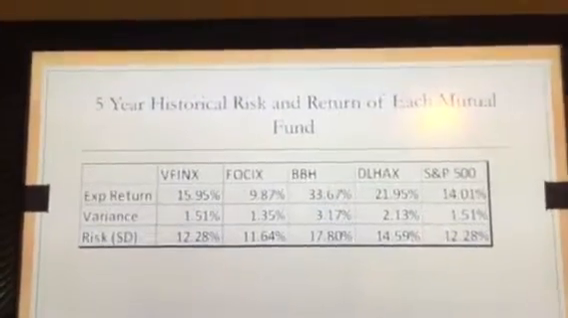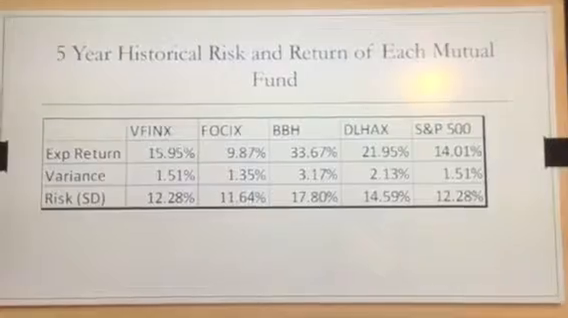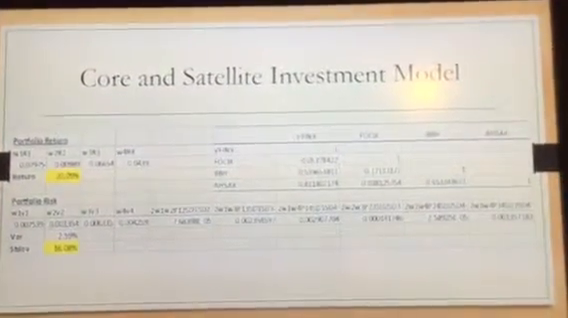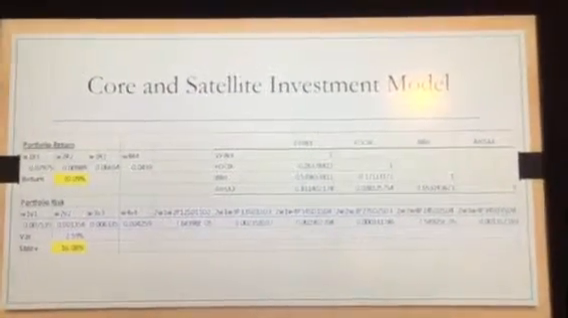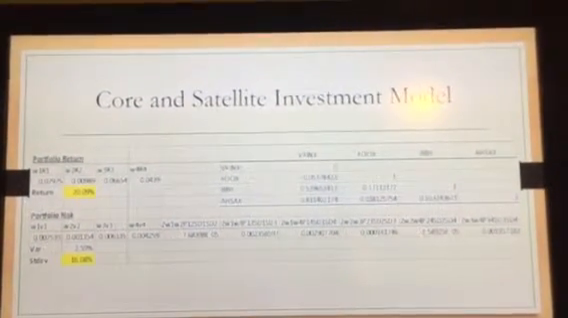Here I've calculated the expected return and risk, measured by standard deviation, for each mutual fund. Using these measures to create the core and satellite investment model, I found the portfolio's return to be 20.09% for 16.08% risk.